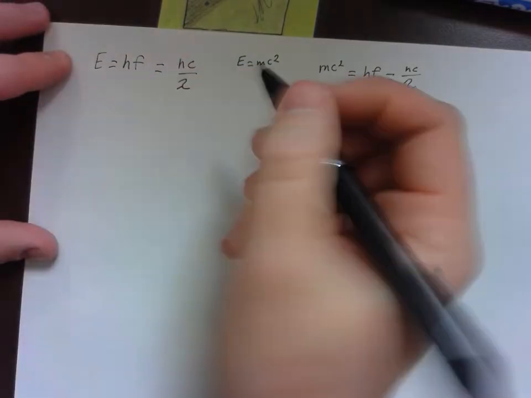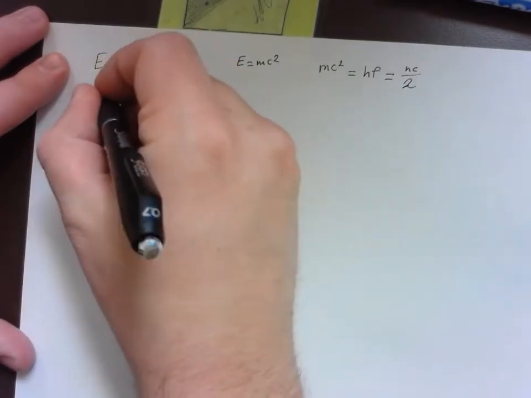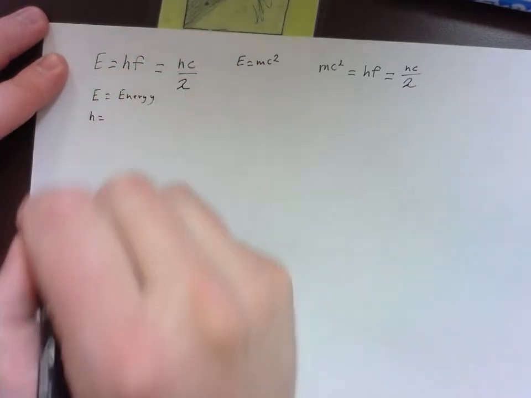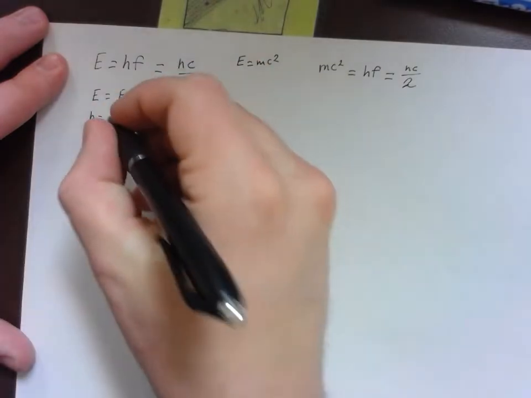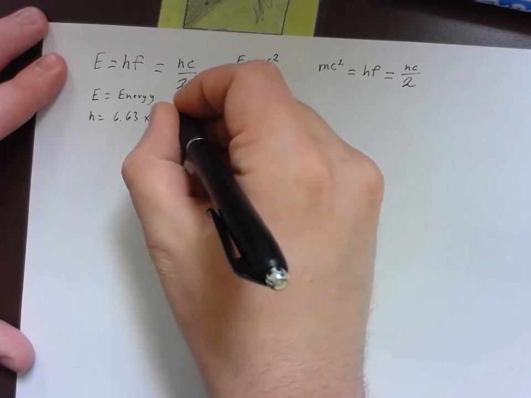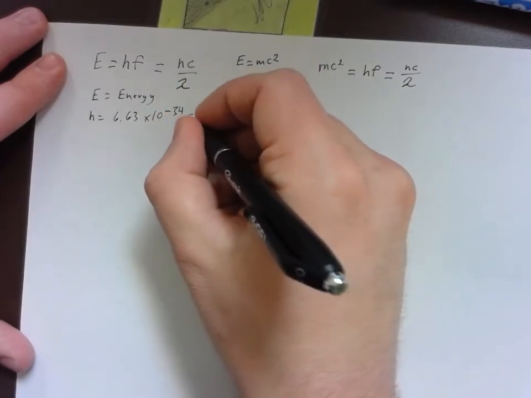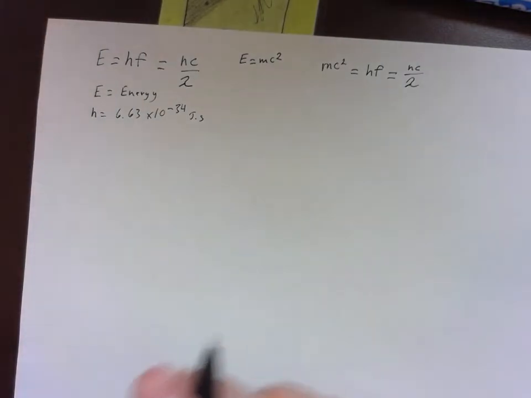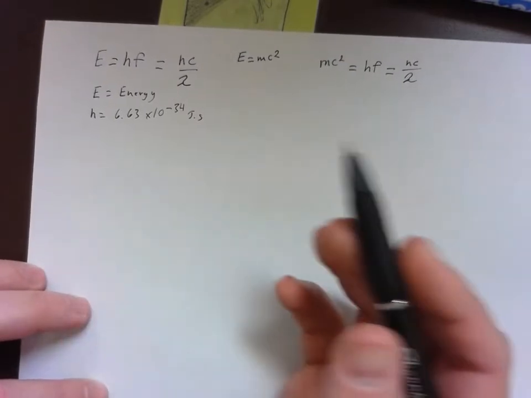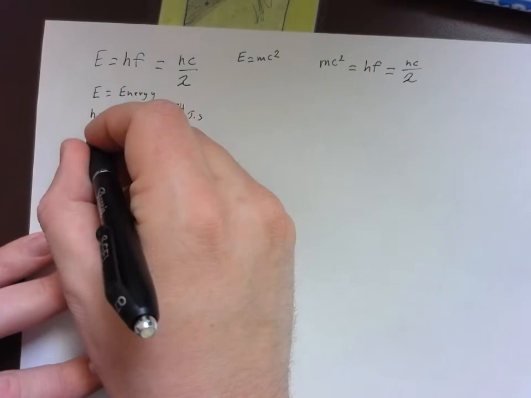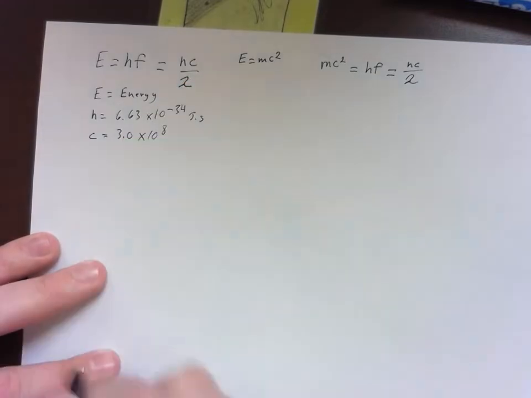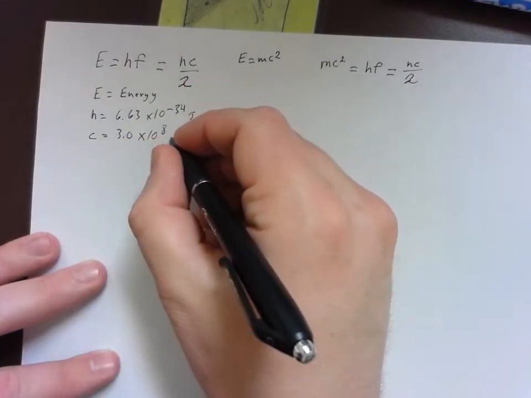Now, remember, E equals energy, h equals Planck's constant, which is 6.63 times 10 to the negative 34th joules times seconds. Remember, that's not going to really matter much because we're just going to find the energy, which is always in joules, and Planck's constant is always the same, so we don't really have to find that. The speed of light is also a constant, so it is 3.0 times 10 to the 8th, and that's meters per second.